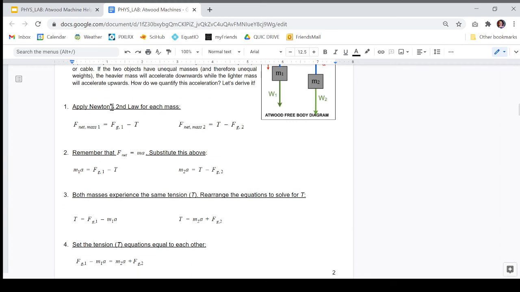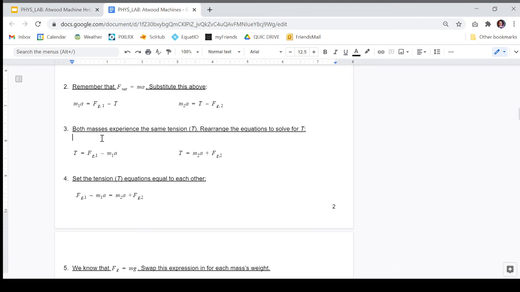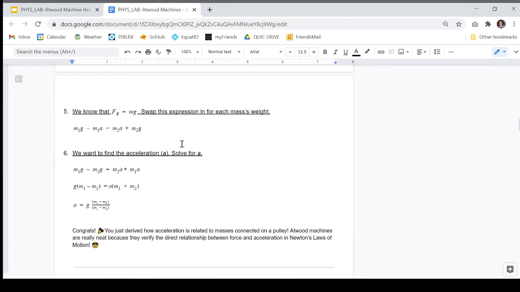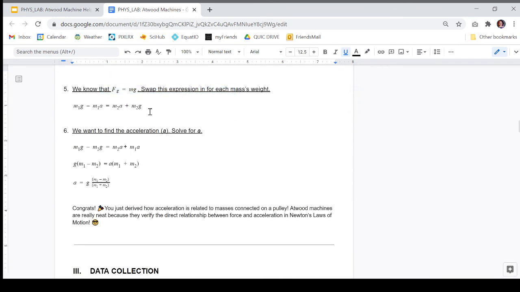So again, we use Newton's second law and turn the Atwood system into an equation. Then we do some substitutions based on what we know. Then we do some more substitutions and rearrange. Then we do some more substitutions. I think y'all are getting it by now. This is a lot of substituting. And at the end of the day, we get to solve for acceleration.